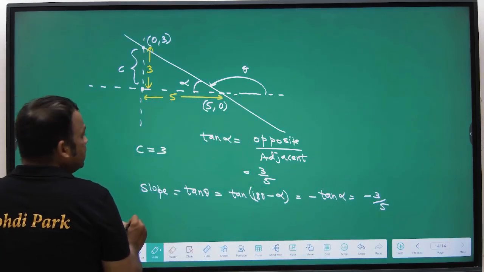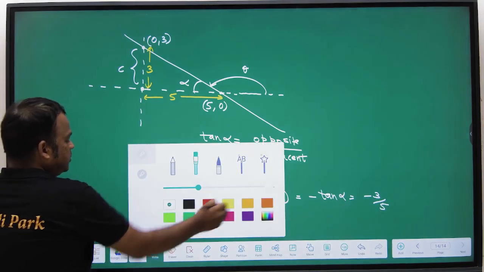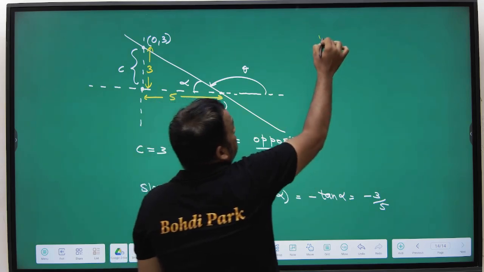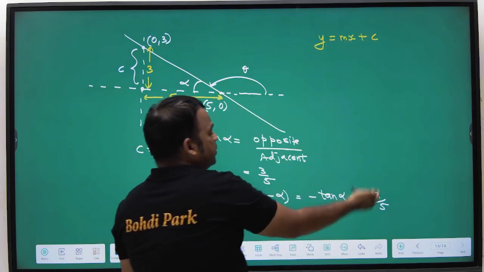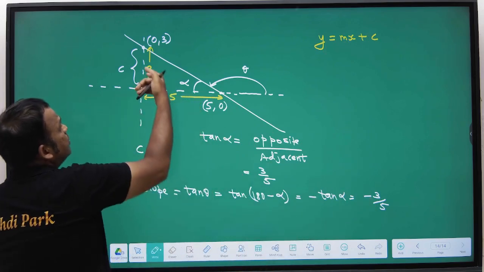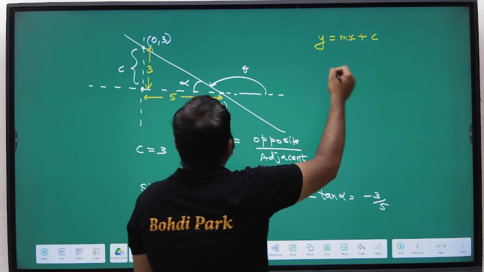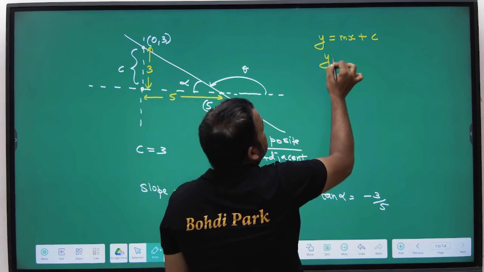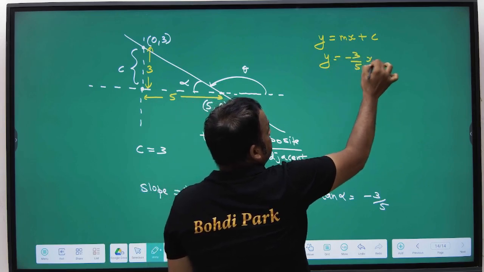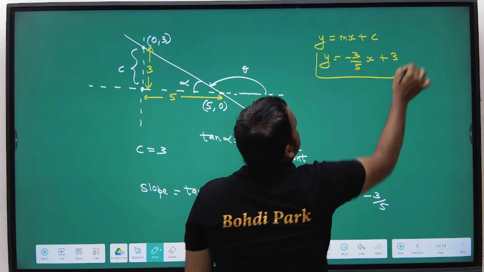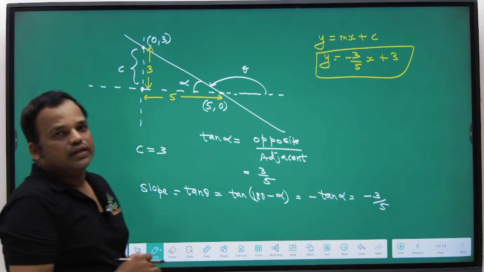Now we will use the equation of straight line, which is y is equal to mx plus c. Now we got the slope, which is minus 3 by 5. We got the intercept on y-axis as 3. So we will substitute here. So y is equal to minus 3 by 5x plus 3. So this is the equation of straight line.